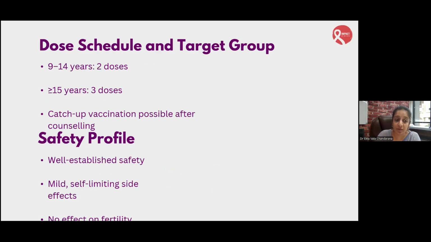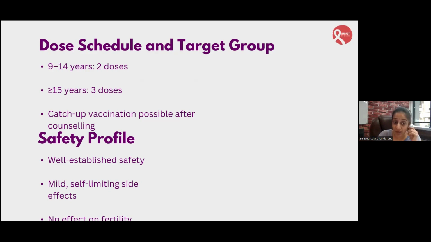So, who should take this vaccine and at what age? The ideal age is 9 to 14 years. If our kids are below 15 years, then they should be given 2 doses at an interval of 6 months, say 0 and 6 months. If one is more than 15 years of age, then it can be taken up to 26 years of age or before marriage, and then the doses are 3, at 0, 2 and 6 months.